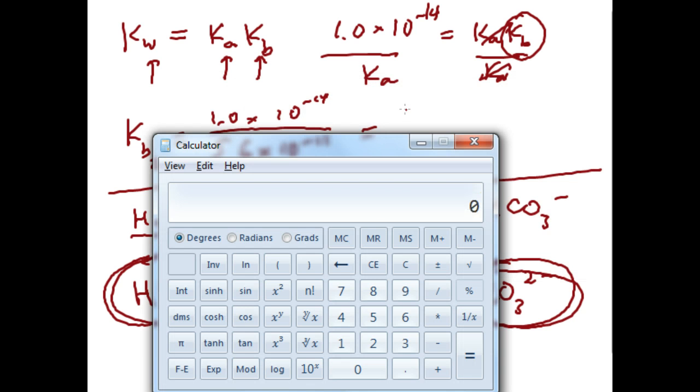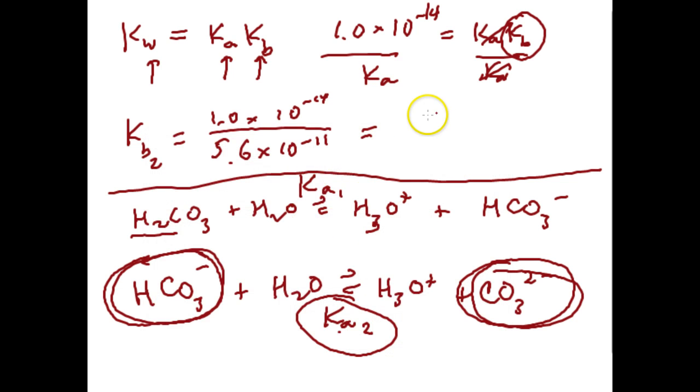That equals 1. Where's my mouse? Oh, there it is. 10 to the negative 14 divided by 5.6 times 10 to the minus 11. Okay, that equals 1.8 times 10 to the minus 4. So that's 1.8 times 10 to the minus 4.